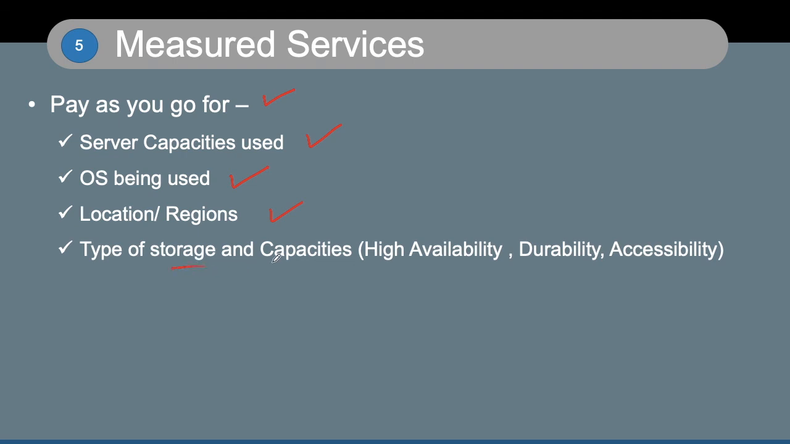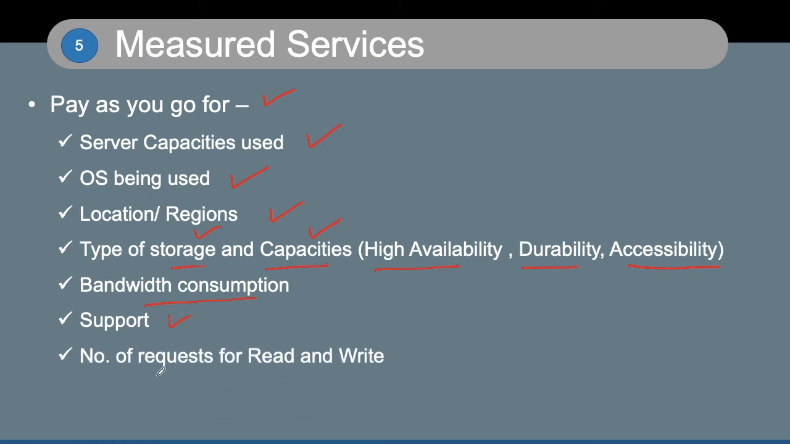Type of storage and capacities, high availability, durability, accessibility: what kind of storage you use and what kind of capacities you use will also impact your final payments. Bandwidth consumption, what kind of bandwidth you consume, and what kind of support you need from the cloud provider will also change your payment. And the number of requests for read and write. This is another thing that will impact your payments.